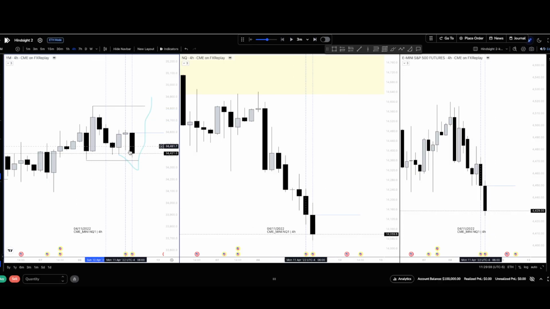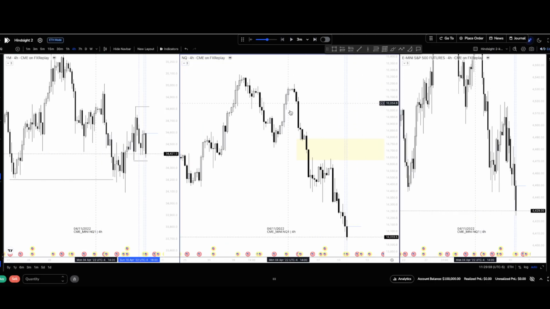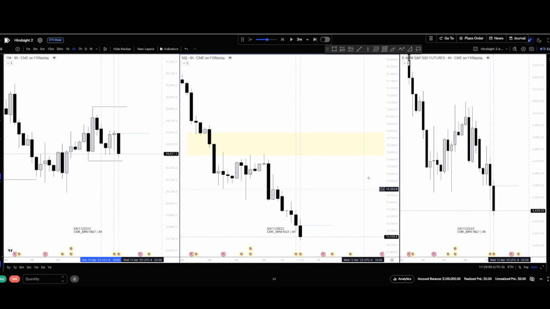Right, so we'd want to sweep out this low, which it doesn't. So we are within a consolidation here on YM. With me being in a consolidation on YM, I really don't want to trade it. Here we can take notice that NQ is expanding. NQ is in a trend now.